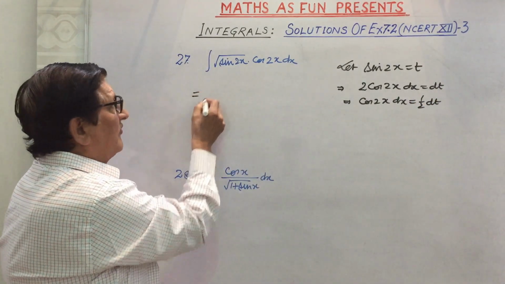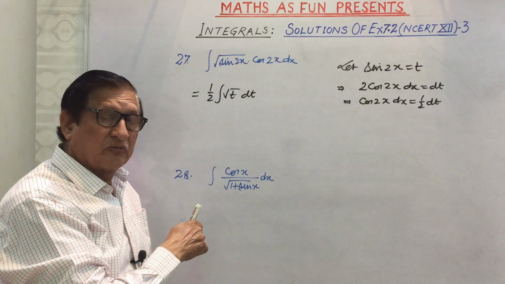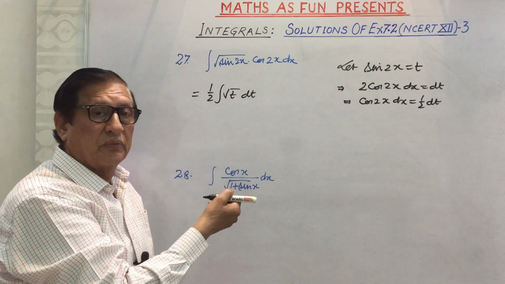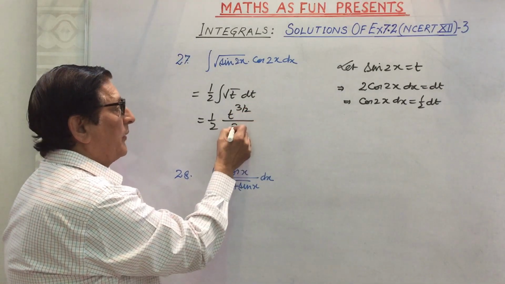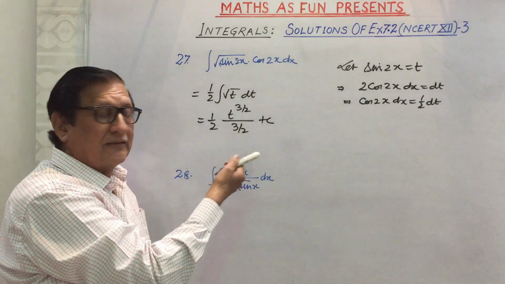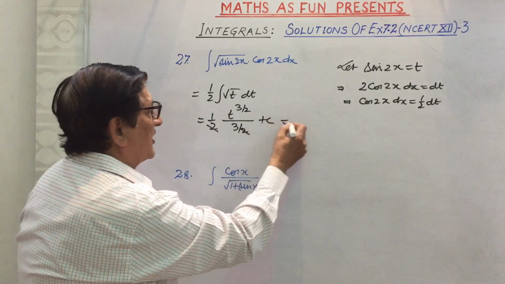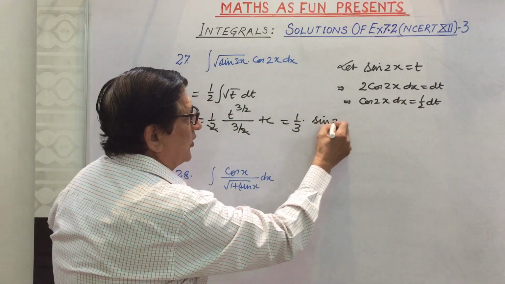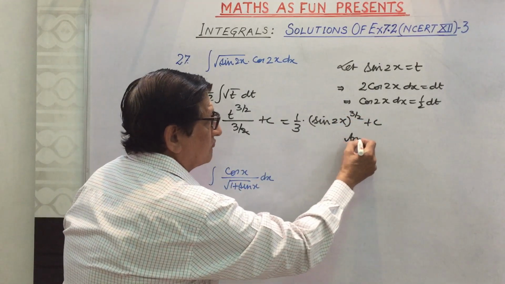Applying this here, we will get 1 upon 2 root of t dt. And applying the first formula, that is integral of x power n dx, that is x power n plus 1 upon n plus 1, we will get here 1 upon 2 t power 3 by 2 upon 3 by 2 plus c, because this is t power half and half plus 1 is 3 by 2. This 2 and 2 cancel, so this comes as 1 upon 3. Substituting the value of t, we have sine 2x whole power 3 by 2 plus c. This is the answer to the problem.